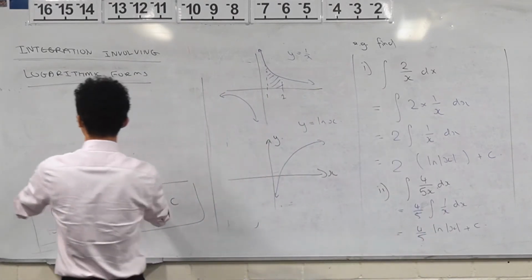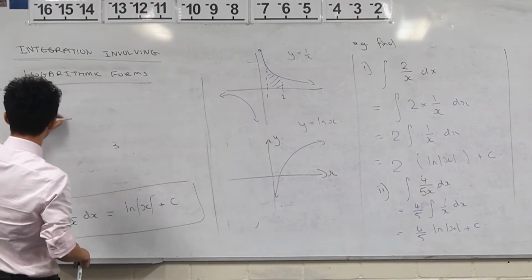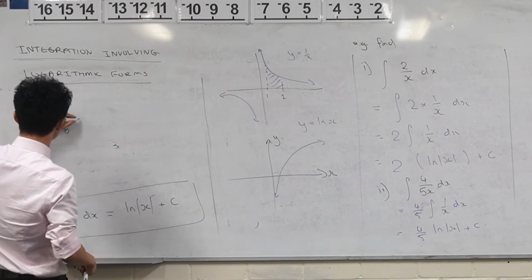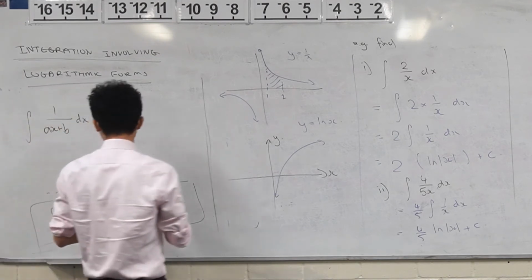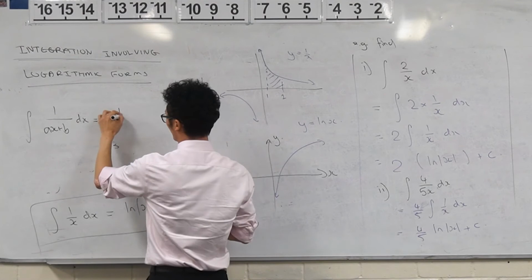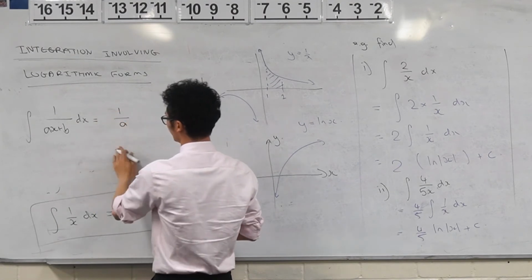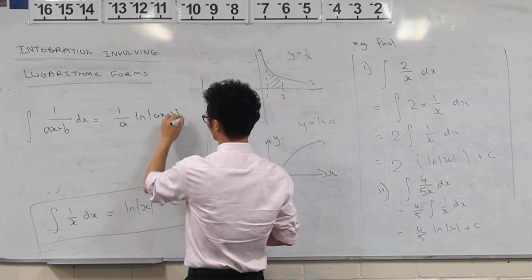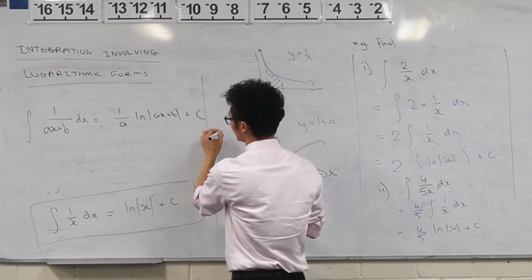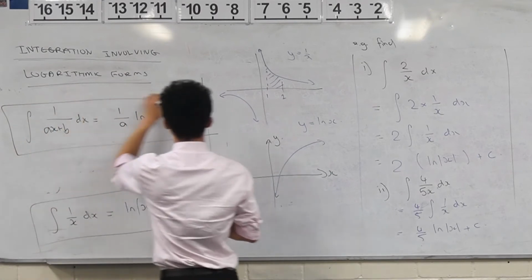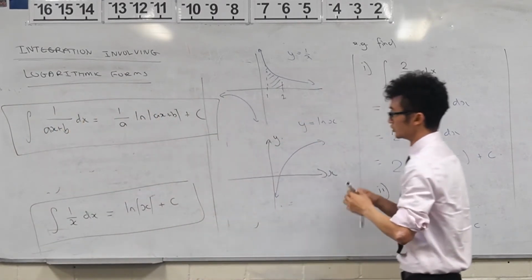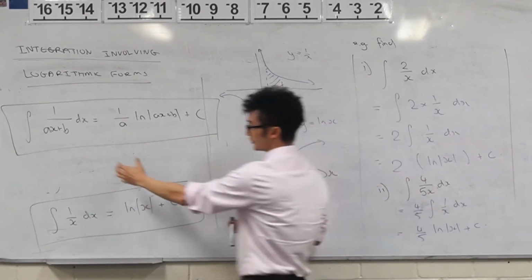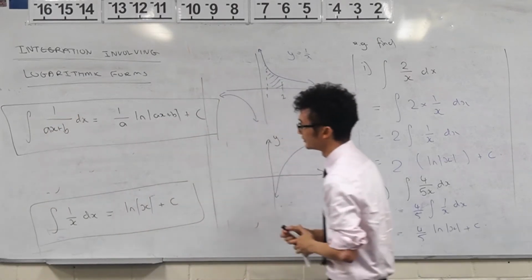So if I want to integrate 1 on ax plus b with respect to x, that's actually going to be 1 on a ln of ax plus b. Remember there's absolute values as well, and then plus any constants. So this is my more general logarithmic form for anytime I've got a linear expression on the denominator there. So same idea, right?